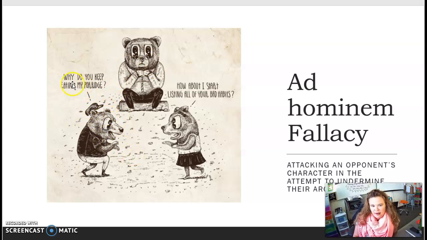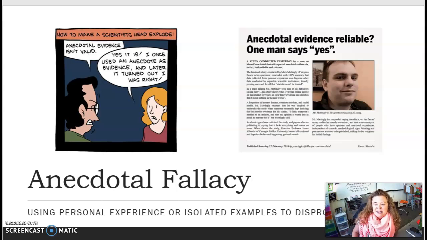We've got the 3 little bears here. This one says, "Why do you keep eating my porridge?" And then she said, "How about I start listing all of your bad habits?" What she says has nothing to do with what he says, but she is attacking his character to debate, to kind of get him to go against what he's saying and to kind of forget about it. That's ad hominem. That is not a good thing to do. That is a logical fallacy. Pause the video and write your example.